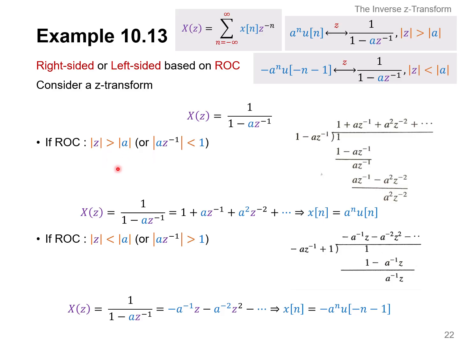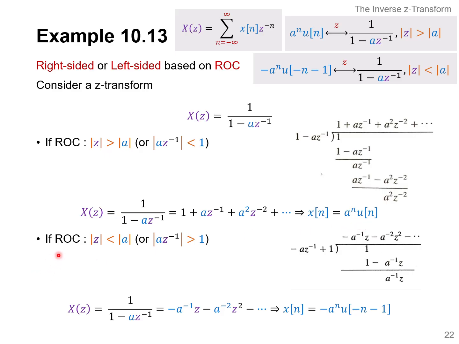We expand the expression into a power series. We get terms that look like 1, a times z to the minus 1, a squared times z to the minus 2, and so on. So this series matches x[n] equals a to the n times u[n]. This signal is right-sided. It exists only when n is greater than or equal to 0.